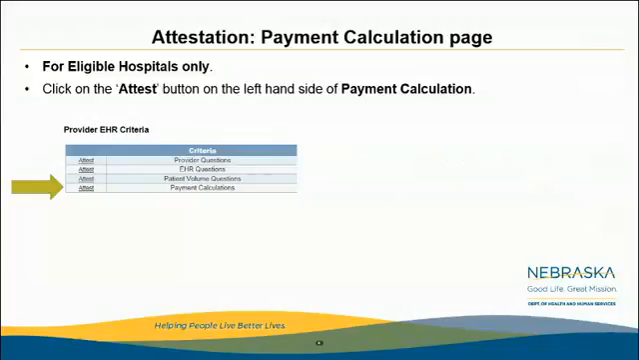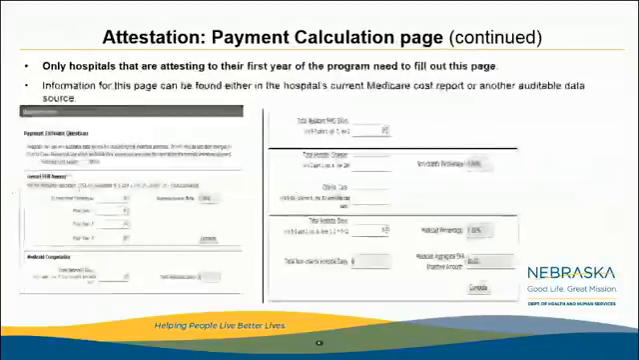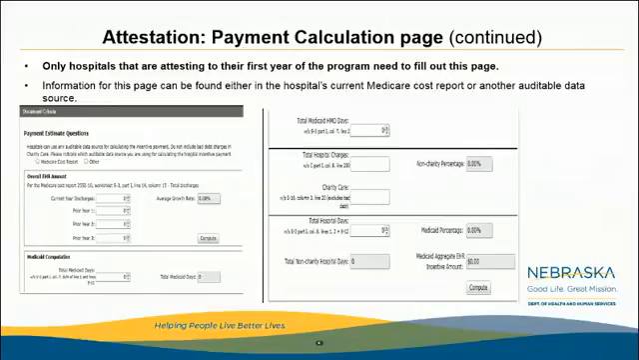On this next slide, we talk about the payment calculation page. As you'll notice, it's only for eligible hospitals. This does not pertain to providers. Click on the attest button on the left-hand side of the payment calculation page. Next slide, please. Only hospitals that are attesting to their first year of the program need to fill out this page. This page will ask for information that can be found in either the hospital's current Medicare cost report or another auditable data source. Hospitals that have attested to a prior year should review this page again to ensure it is correct. If you're an eligible provider, this page won't even come up for you. You won't even have an option to look at or fill out this page. So it only pertains to hospitals. Next slide, please.